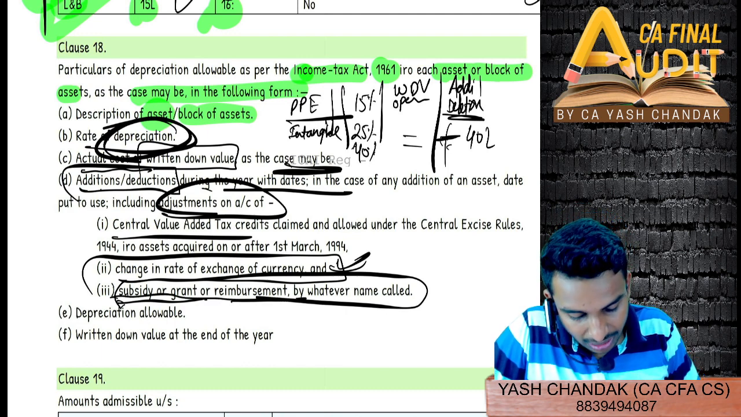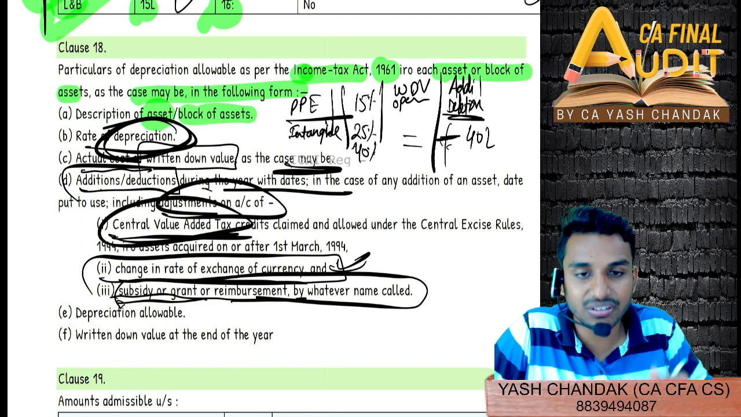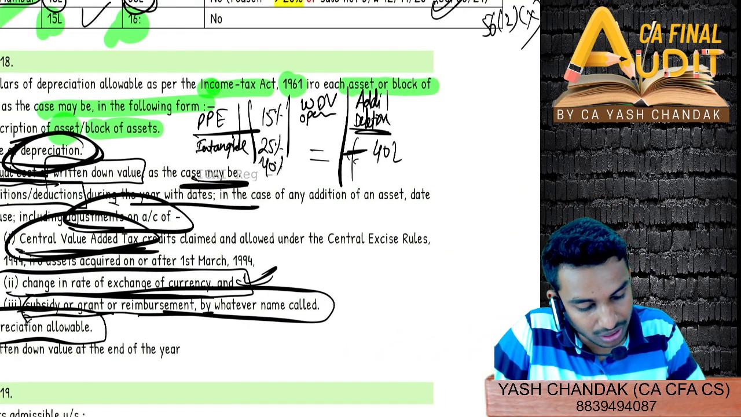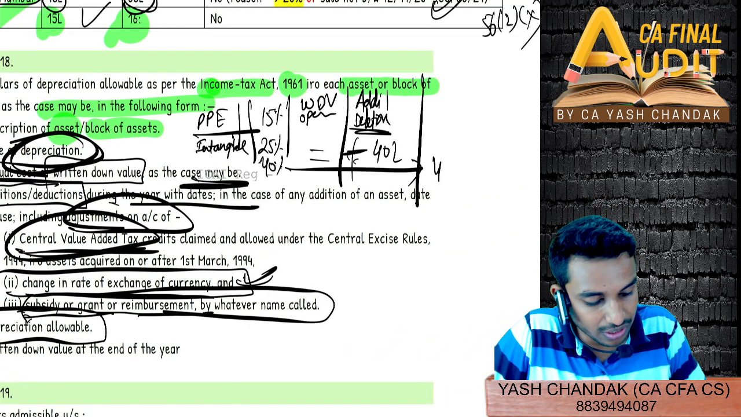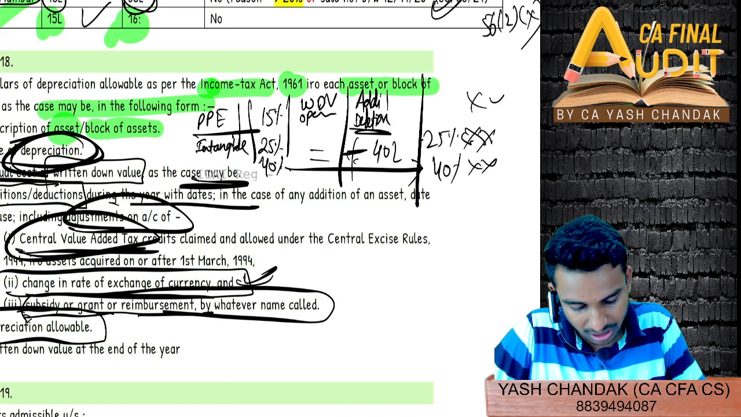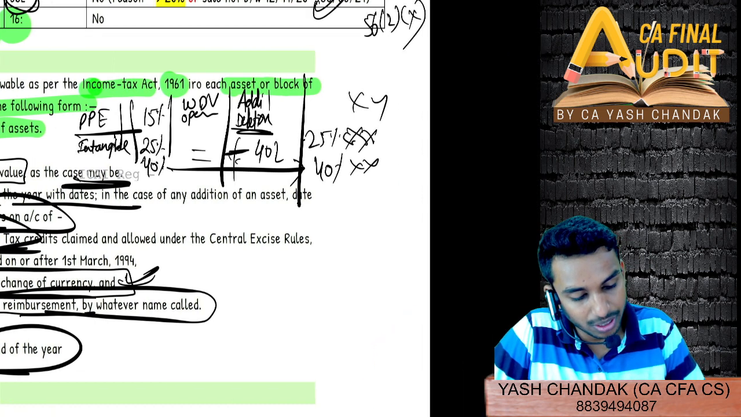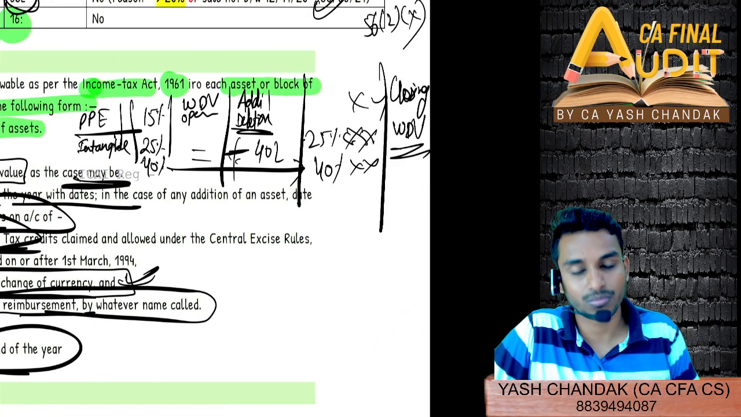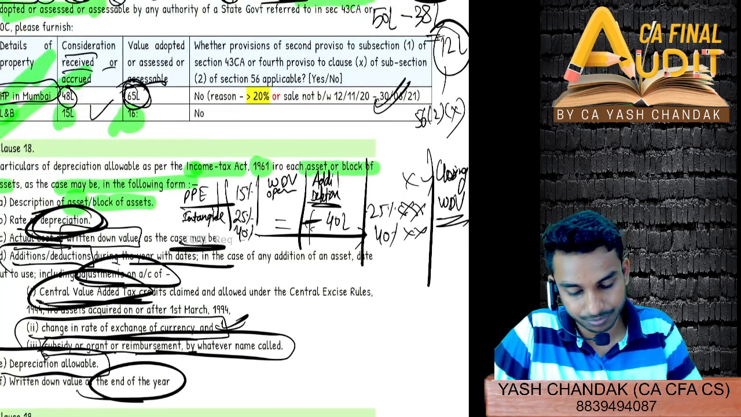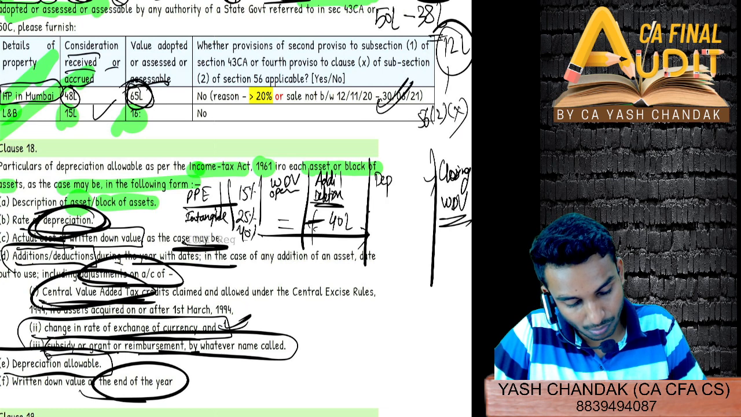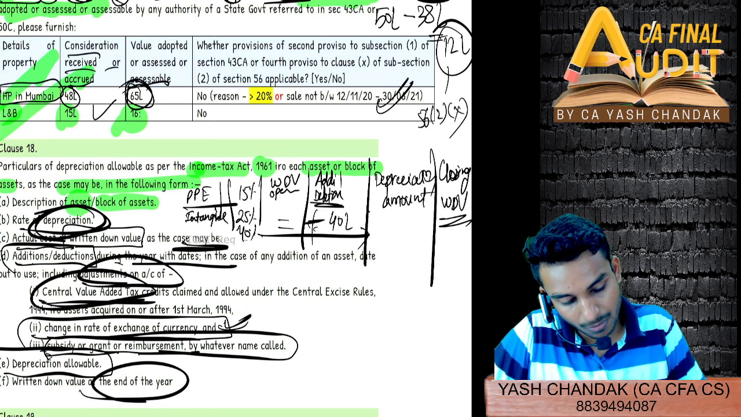So subsidy, grant, change in rate of foreign exchange, SENVAT, everything has to be adjusted for. And lastly, depreciation allowable. What is the depreciation allowable? So 40% or 25% depreciation amount will be charged here, and lastly closing WDV will be calculated. Clear?